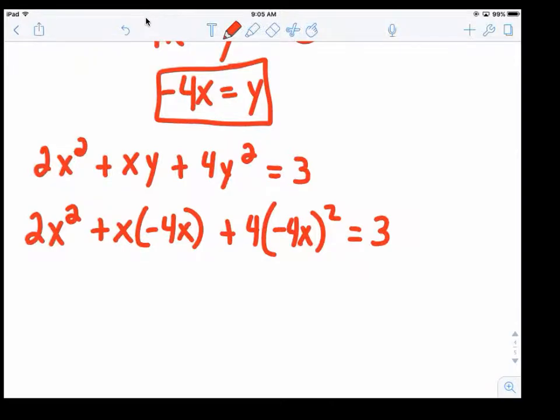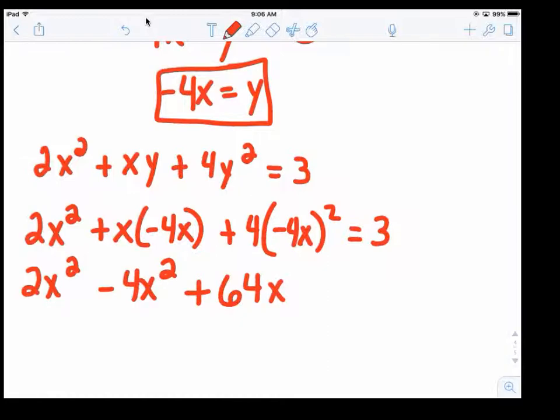All right, so again, I replaced any of the y terms with negative 4x. So that's going to give me 2x squared minus 4x squared plus 64x squared.